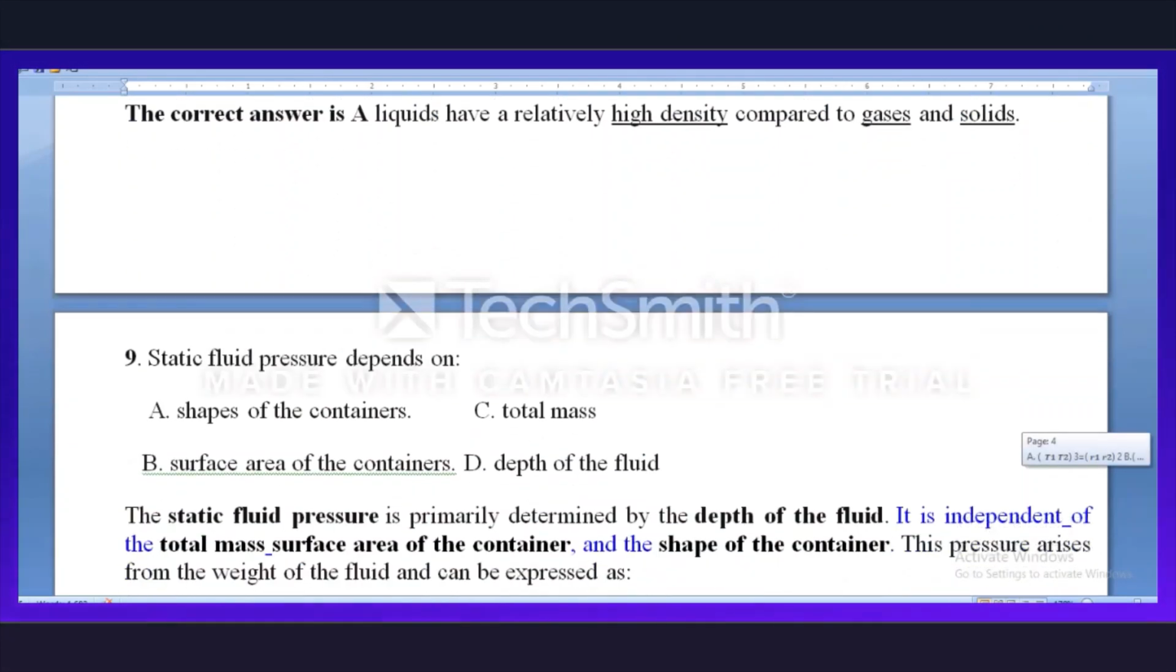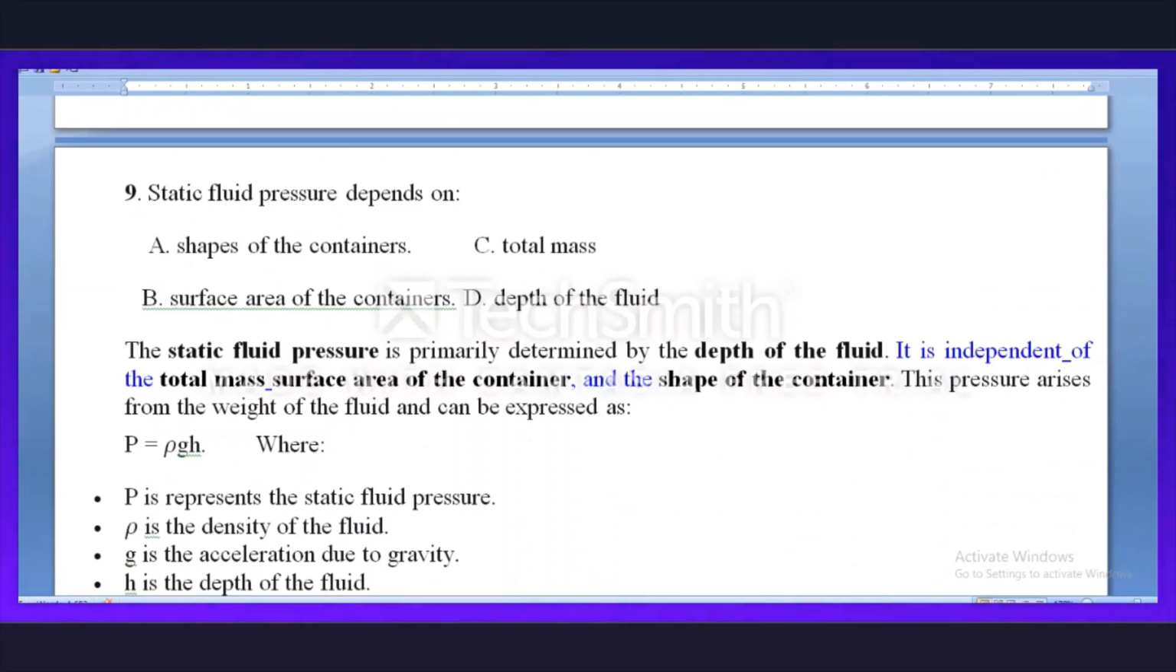The next question, number 9. Static fluid pressure depends on: choice A, shape of the container; choice B, surface area of the container; choice C, total mass; choice D, depth of the fluid.